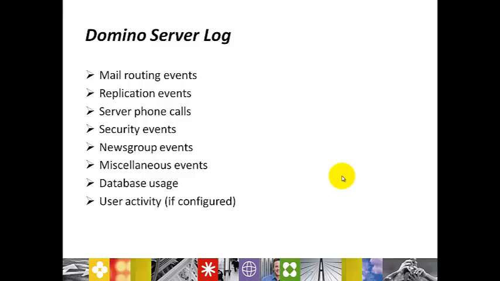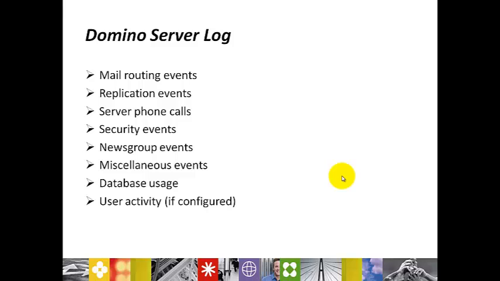Lotus Domino automatically creates the Domino Server Log file called log.nsf whenever the server starts. The Domino Server Log contains information about server activities such as mail routing events, replication events, server phone calls, security events, newsgroup events, miscellaneous events, database usage, and user activity. So these are the server log activities or events available in the log.nsf.